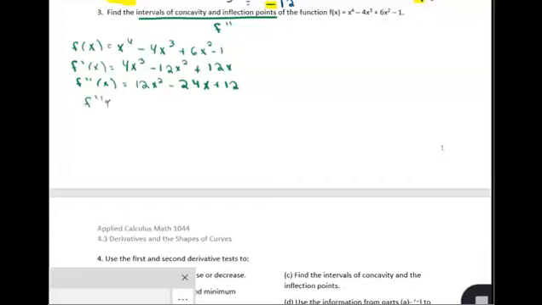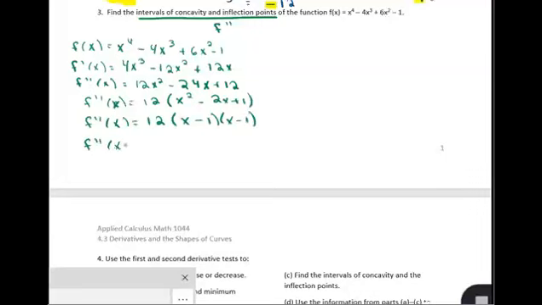So I'm going to try to clean it up a little bit because anything I can clean up now might help me when I'm trying to solve it later. So I'm going to pull out that 12, makes it x squared minus 2x plus 1. And I notice that x squared minus 2x plus 1 is a perfect square. That's x minus 1 times x minus 1, which we can rewrite as x minus 1 quantity squared. There we go. We found our second derivative.